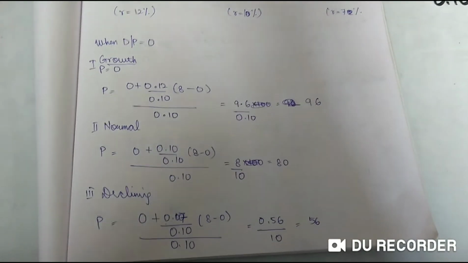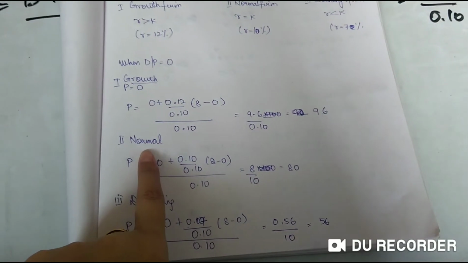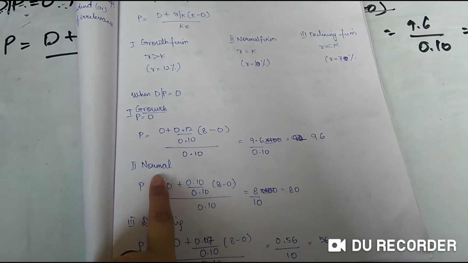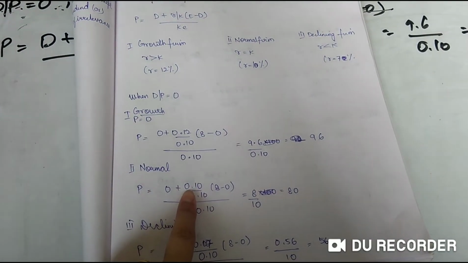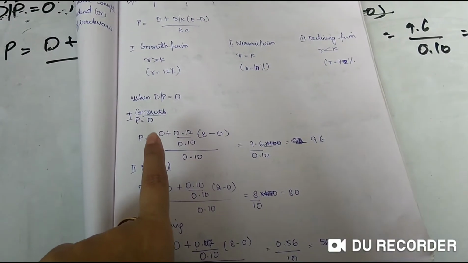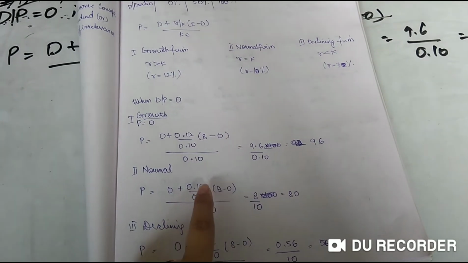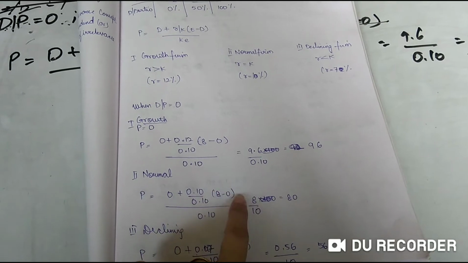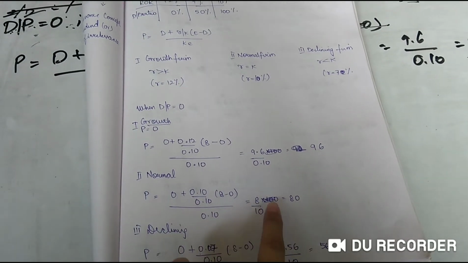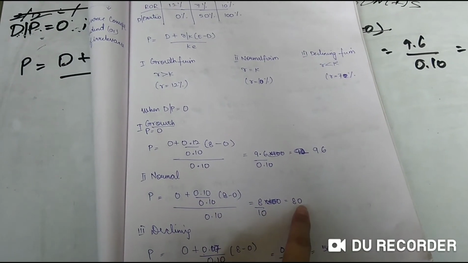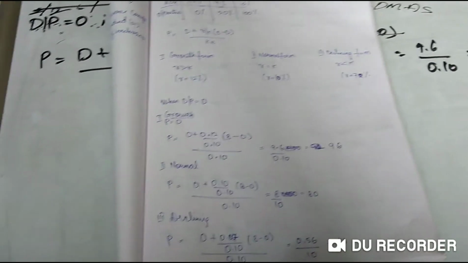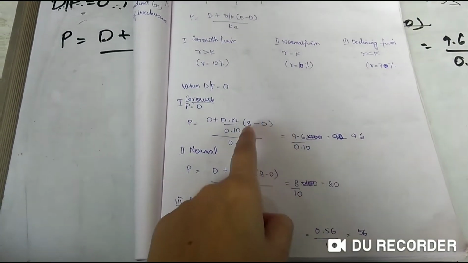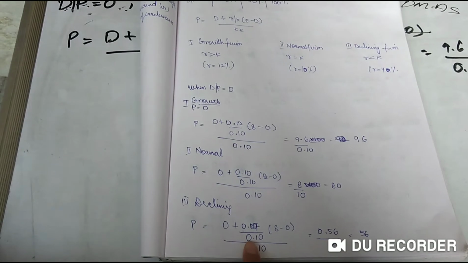Next, for the normal firm, when your R is equal to 10% and your dividend payout ratio is 0, what will happen? 0.10 divided by 0.10, 8 minus 0, divided by 0.10 is equal to 8 by 0.10. Your answer is 80. Okay, same method as I have told you for the first one. Third one is declining.